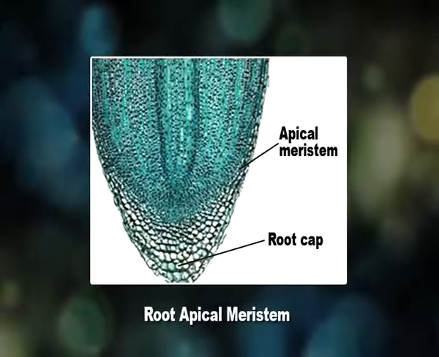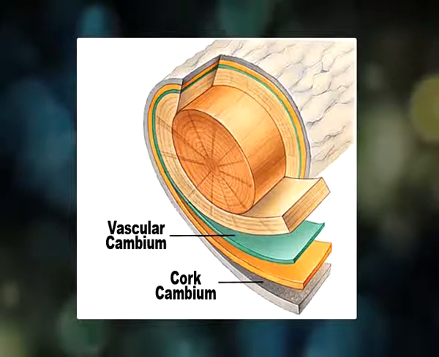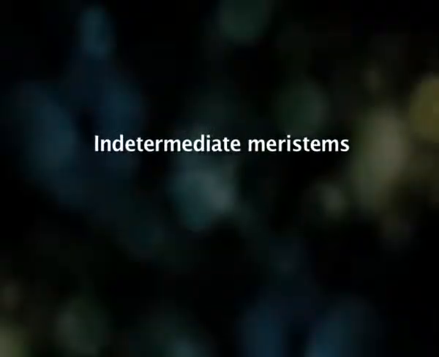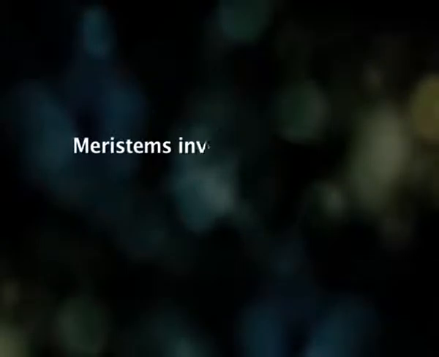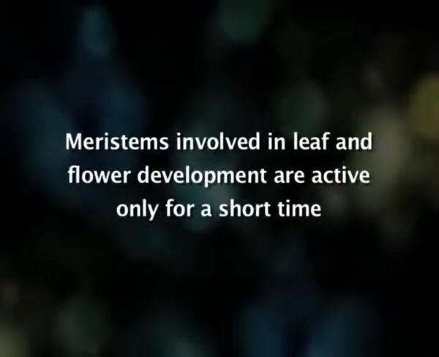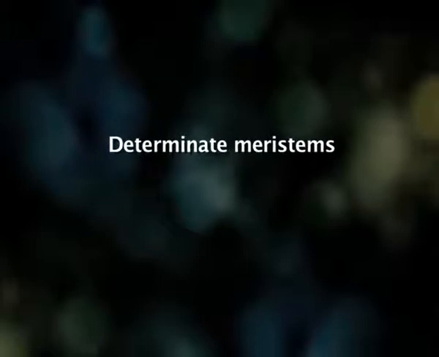Shoots and root apical meristems and vascular cambium remain active throughout the plant life. Hence, they are referred to as indeterminate meristems. In contrast, meristems involved in the leaf and flower development are active only for a short time and are used up in the formation of these organs. They are called determinate meristems.